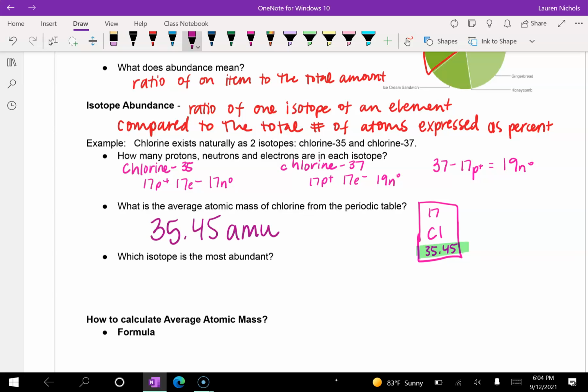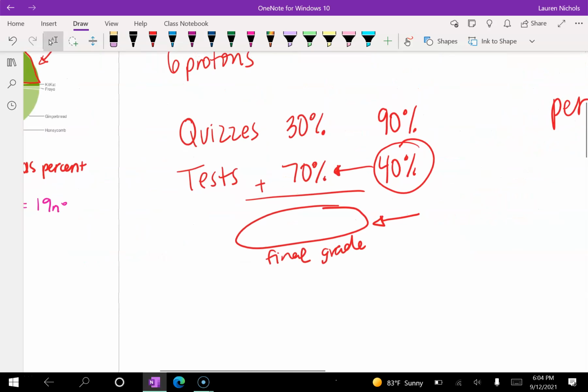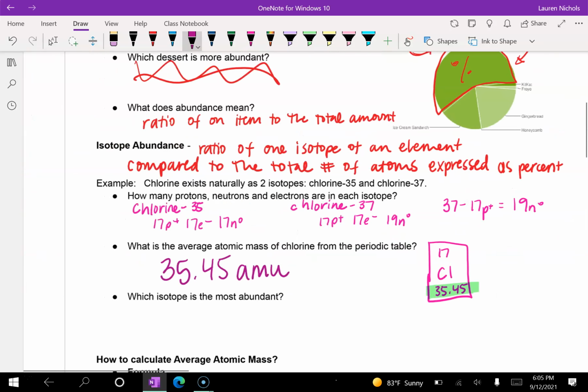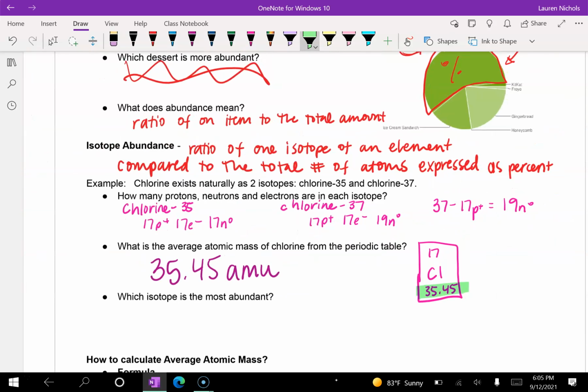And when we think about which one is most abundant, we can think back to our analogy about the grade. If our final grade was closer to 40%, so let's say it was a 50%, this is much closer to 40, which was the test category. That tells you it must have had the highest percentage. So whichever isotope, either chlorine-35 or chlorine-37, is closest to our average atomic mass is the one that's the most common.